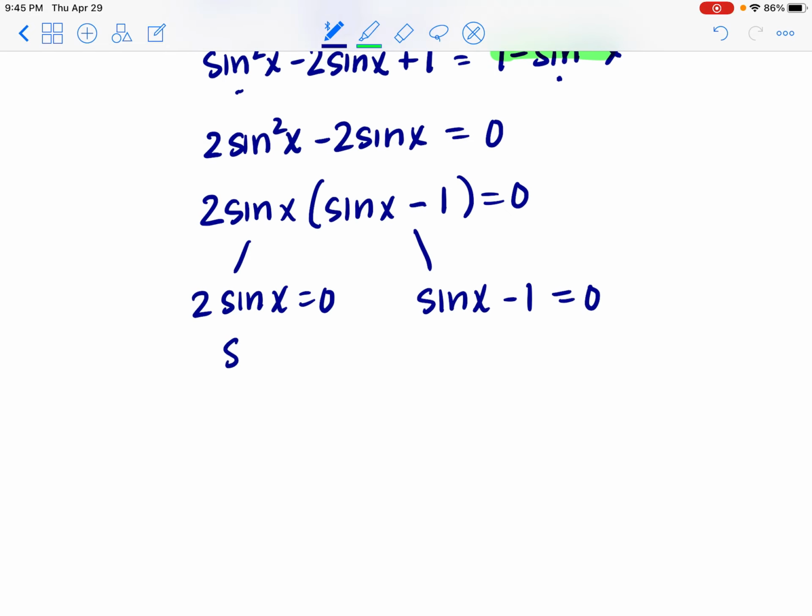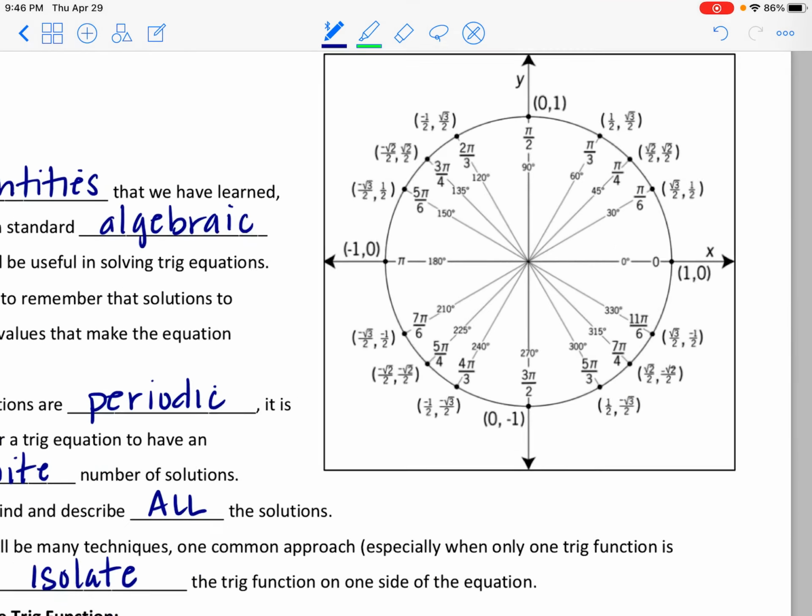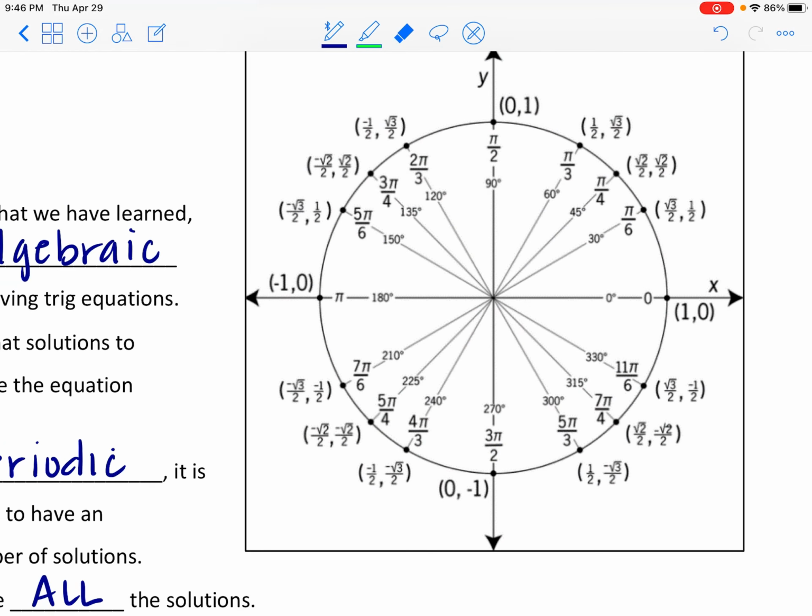Over here I'm going to divide by the 2, so I'm still looking for what makes the sine of x equal 0. And over here I'm going to add the 1 over, so what makes the sine of x equal 1. Okay, back to the unit circle. I'm looking for where the sine is equal to 0. And remember, this is on the interval from 0 to 2 pi, not including the 2 pi. So we're looking at a full circle, but not the end point there.